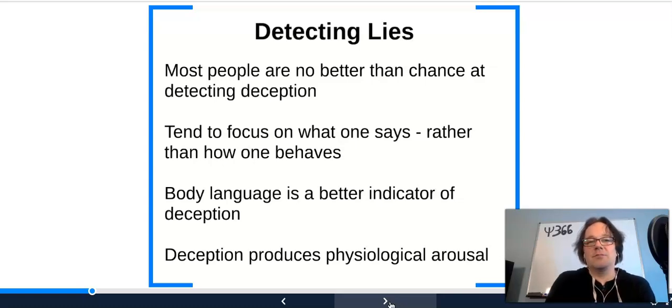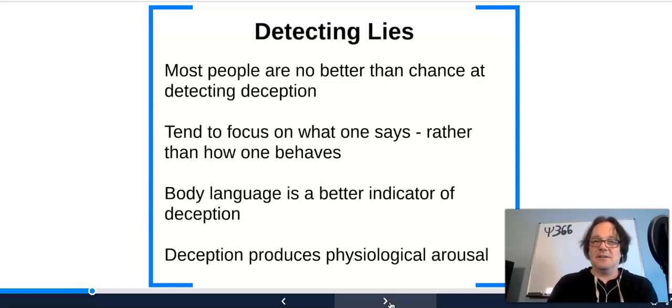One of the reasons why people in general tend to be bad at detecting lies is that we tend to focus on what somebody is saying rather than how they're behaving. And what comes out of somebody's mouth is very easily manipulated. It's pretty easy to just change the words coming out of your mouth. Body language is a much better indicator. Why? Because lying actually produces a physiological arousal. It makes us uncomfortable. Not just a physiological arousal, it also produces a psychological or cognitive arousal.